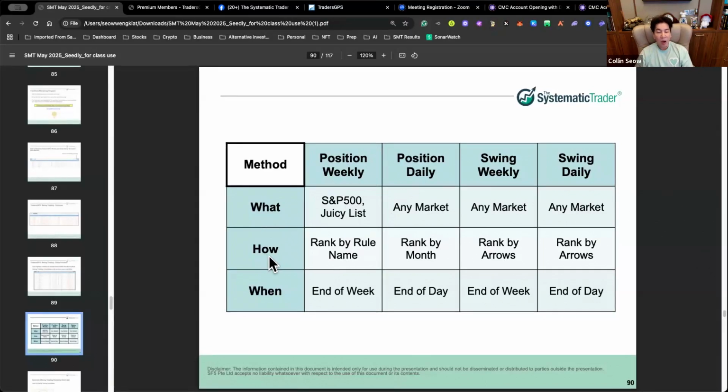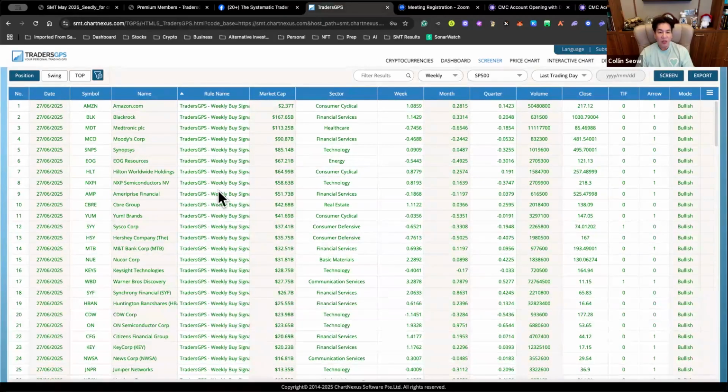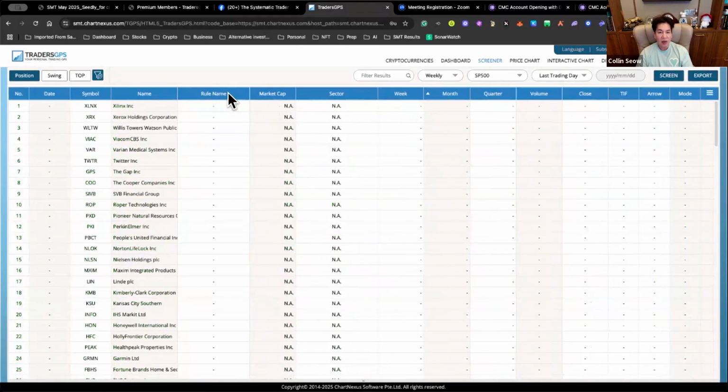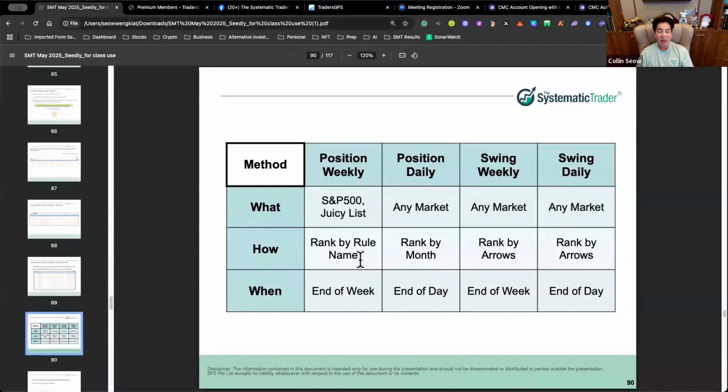Second one, how to scan for the stocks? I can rank by rule name. Right here beside rule name, which is how we do it, like position weekly, rank by rule name, you have all the stocks cramped up into one. The challenge with this method is you must rank by market cap first, then rule name. If you don't rank by market cap and then rule name, it may have other market cap stocks over here. So just take note, you need to rank by market cap first. So here, just type in market cap.